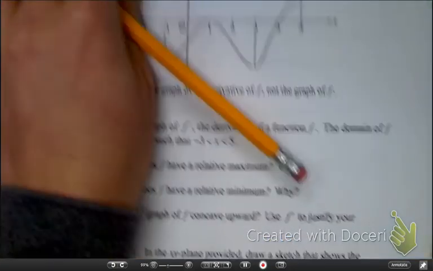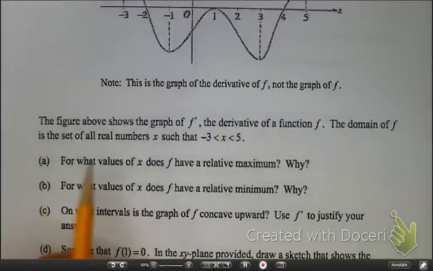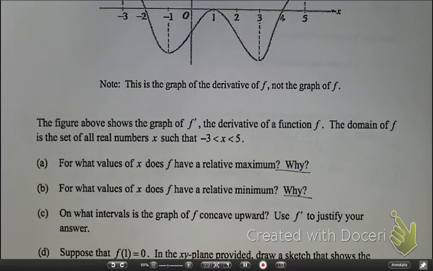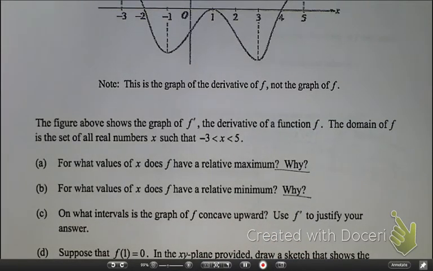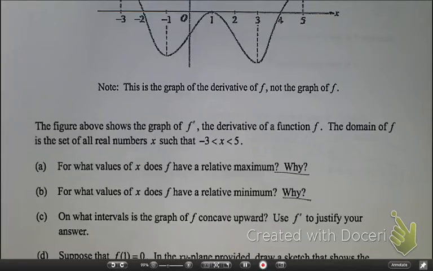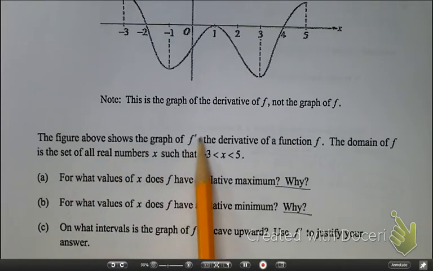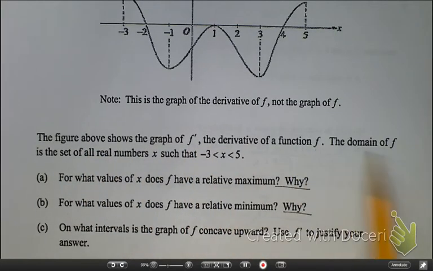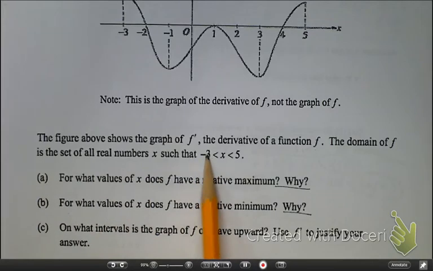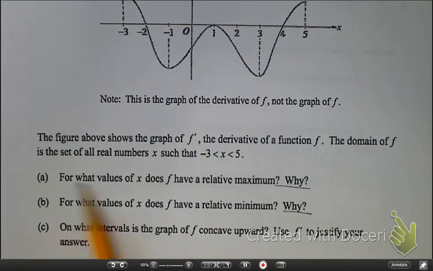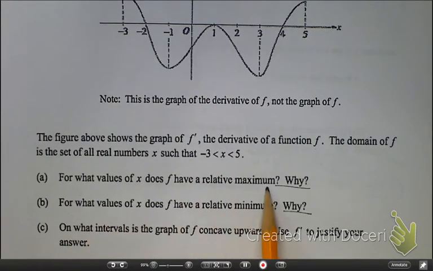The last one we need to look at is the free response question. For the y's, if it's okay with you, I'm just going to talk out loud about them. I'm not going to write them down because we've done them many, many times. So I'll just discuss and then we'll write them down. First of all, it says the figure above shows the graph of f prime, the derivative of the function f. The domain of f is the set of all real numbers such that -3 is less than x is less than 5. So keep in mind this is an open interval, not a closed interval, and that this is the derivative graph. Part A, for what values of x does f have a relative maximum?